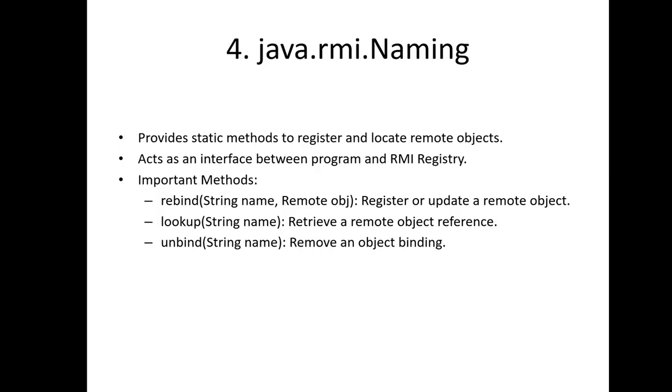What is the unbind method? Usually that will remove the object. Whatever objects you have stored in the RMI registry are removed permanently. That is called the unbind method.